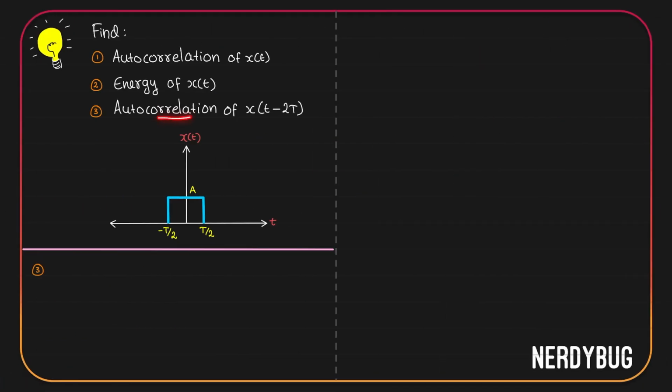Now we have to find the autocorrelation of x of t minus 2T, which is the shifted version of x of t. So the equation here becomes integral from minus infinity to infinity. Instead of x of t, we'll have to write x of t minus 2T. Instead of x of t minus tau, we'll have to write x of t minus 2T minus tau dt. That is, along with x of t, the other function is also shifting.